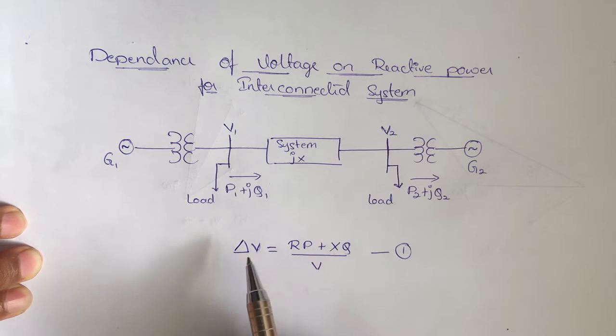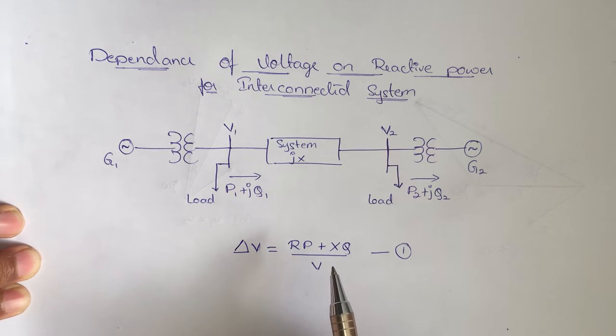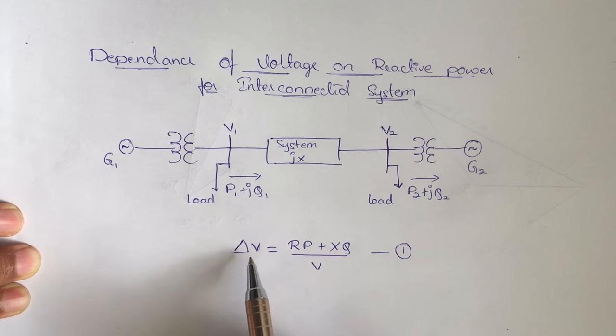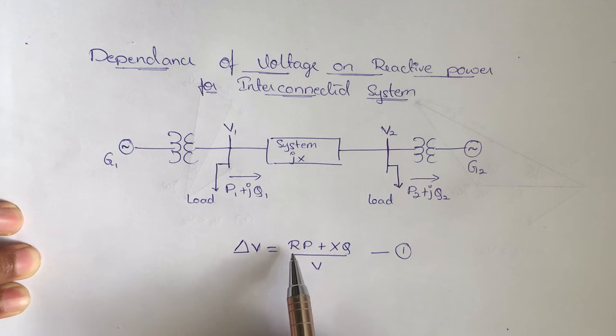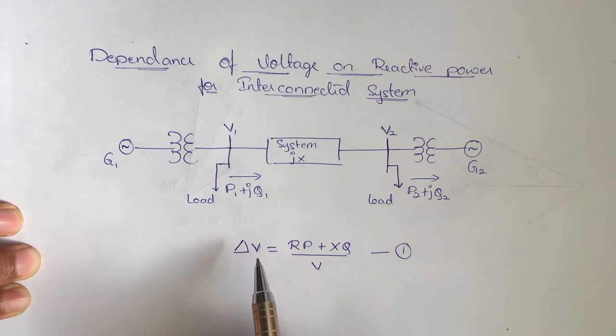If in this equation the value of X is very much greater than R, then Q is determined by delta V. You can observe here, if X is very much greater than R, then the value of Q is purely identified by delta V.